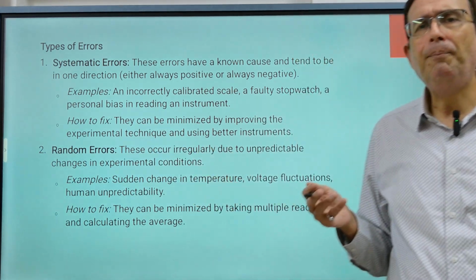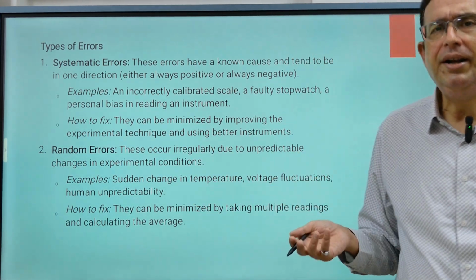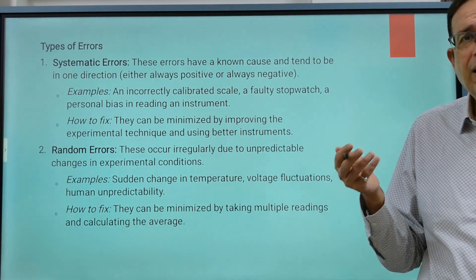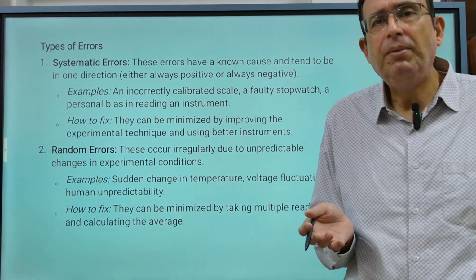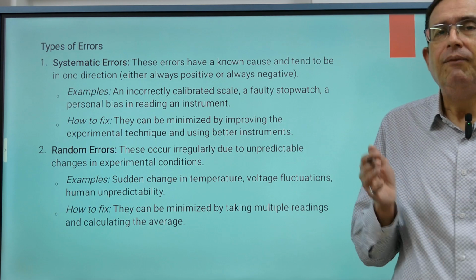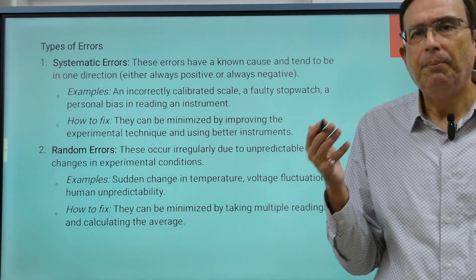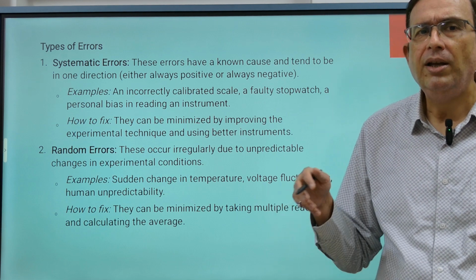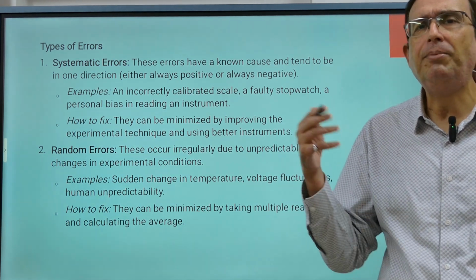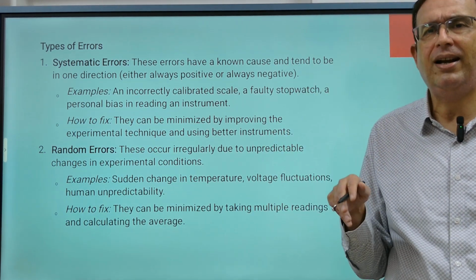Or for example, you are measuring the counts in a nuclear decay, and sometimes the nucleus decays fast and sometimes it decays slower. And even the measuring instrument, because of voltage fluctuations or some other fluctuation, sometimes measures a little higher, sometimes a little lower.